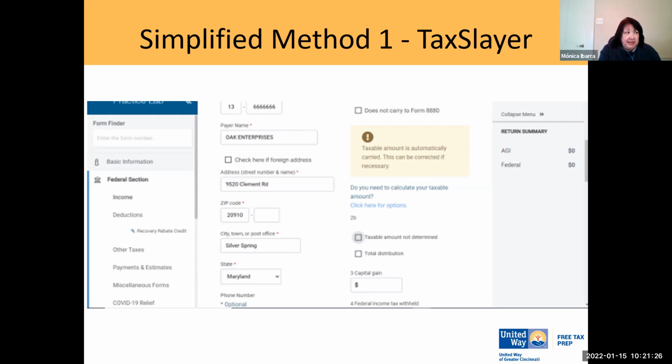And in the middle of the page, you'll see where it warns you the taxable amount is automatically carried and it can be corrected, and that the blue option there is to click for the options. And then that will give you all the questions that you need to ask in order to calculate what the taxable amount is. All right.